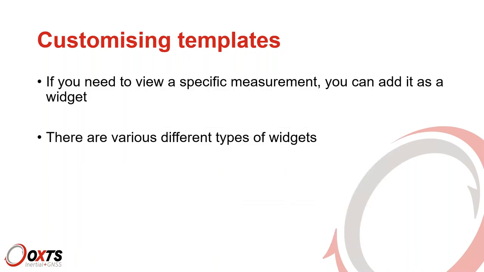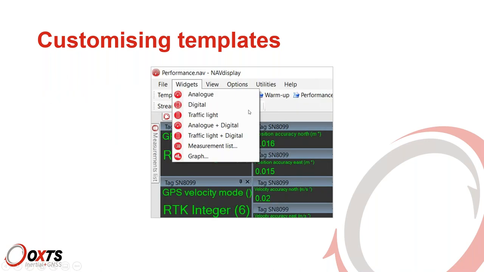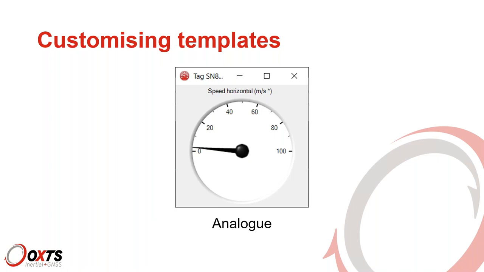So if you do need a specific measurement, you can just add that as a widget and dock it into templates, or you can start your own template and build it up with several different widgets if you wanted a more customized one. But there are various different types of widget. So the widgets we have are listed here: analog, digital, traffic light, or there's measurement list and graphs. I'll just show you what each one's like.